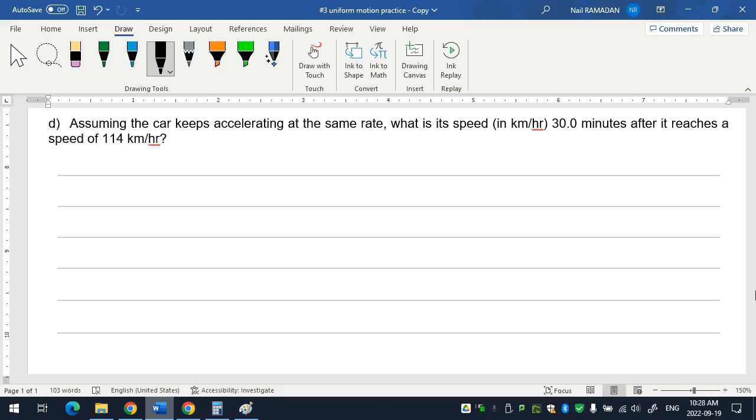So this is correct. And by the way, what word am I using here? Speed is in kilometers per hour or meters per second. 30 minutes after it reached a speed of 114 kilometers per hour. Am I asking you now for acceleration, or am I asking you for final speed? But what did I say about the acceleration? So is the A still 36 kilometers per hour squared? Yes, you're keeping the same press on the gas as the first 65 minutes. Can I still use the same equation?